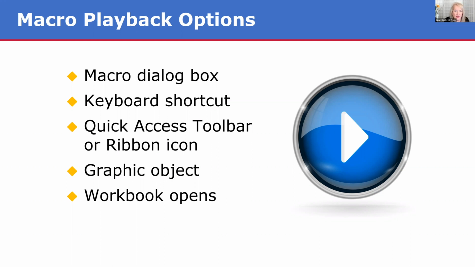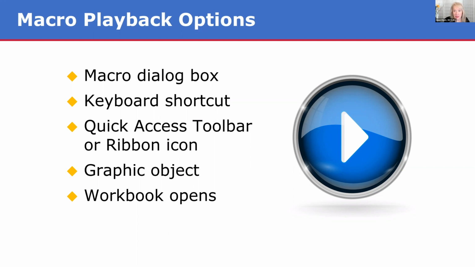We can also add an icon for the macro either to our Excel Quick Access toolbar or to the ribbon. Now, we would want to do that only for those macros that would be more global, that is in that personal macro workbook, because things like the Quick Access toolbar are open all the time or available to us all the time. So we don't want to use more specialty macros that we only need with a particular workbook.